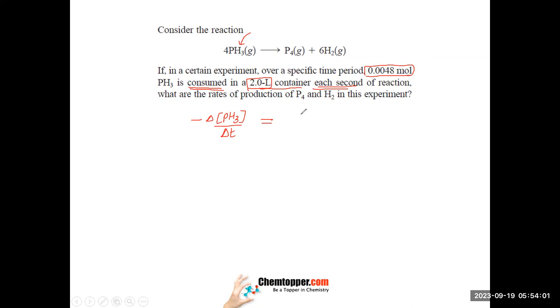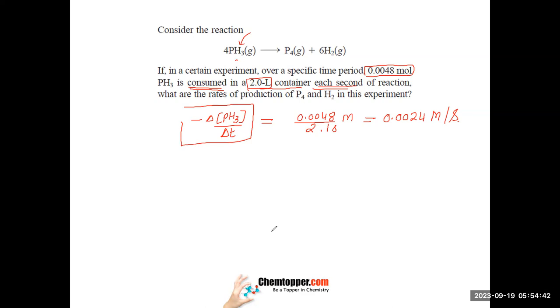So what's the change in molarity? 0.0048 divided by 2. That's the molarity every 1 second. Can you see this, children? So what is this? 0.0024 molar per second. Oh, you people are already answering it. What is this, Partha? 0.0012? Don't divide it by 4, okay? This is the rate of disappearance of PH3.